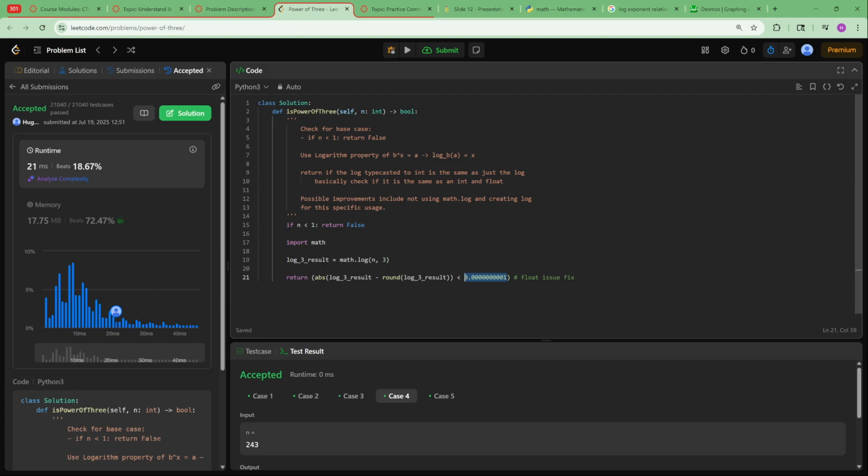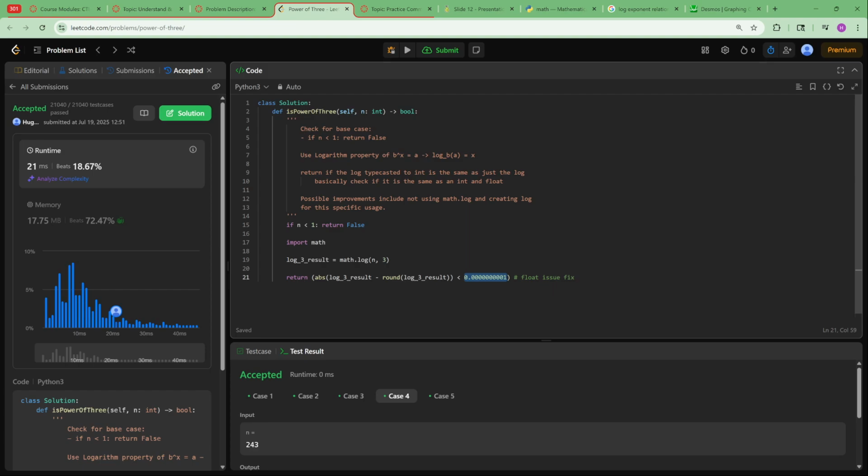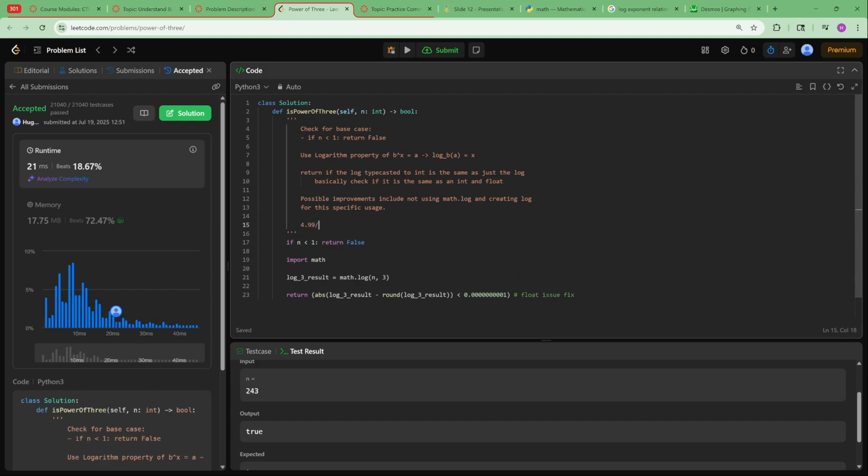So that is where I realized, okay, maybe the iterative solution, although it should normally be a little slower, is better, because the problem with the log solution specifically is that you have that floating point precision error, where cases like 243 would give you a result of 4.99 repeating, up to however many digits can be stored, rather than 5.